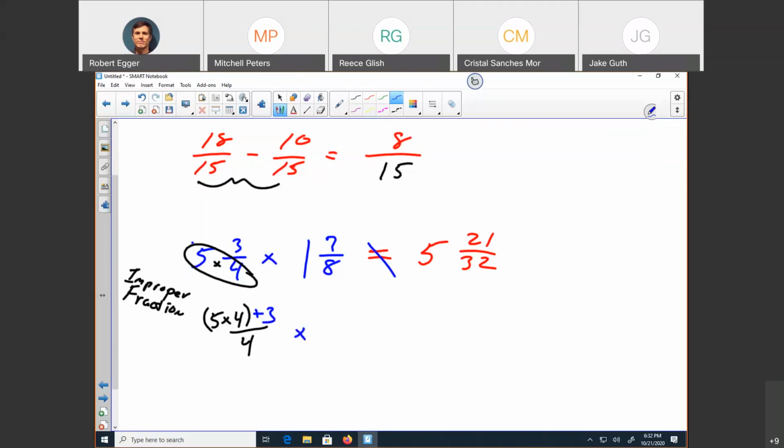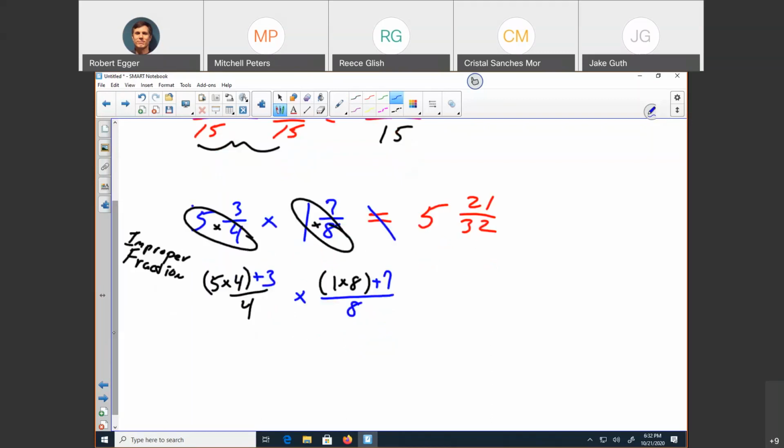Times that by 1 times 8, plus 7, all over 8. So now we convert it from a mixed number, now we have a fraction. I'm sure this is all review.